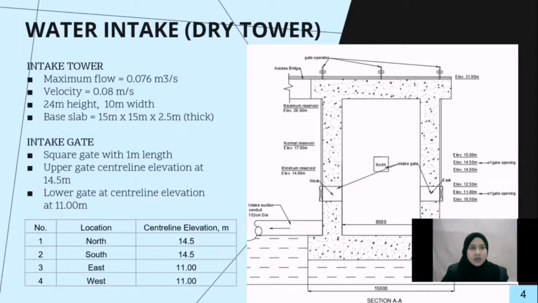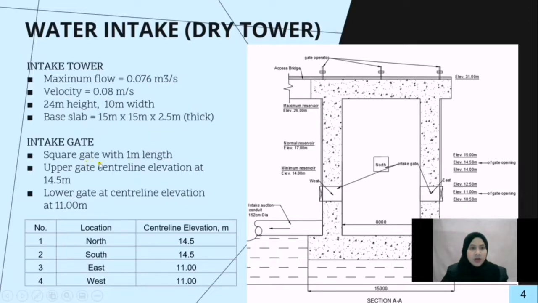Okay, we go to the water intake dry tower. For the maximum flow, we get 0.076 meter cube per second and the velocity is 0.08 meter per second. And the height, we take 24 meter and the width is 10 meter. And also the base slab, 15 meter times 15 meter times 2.5 meter thick.